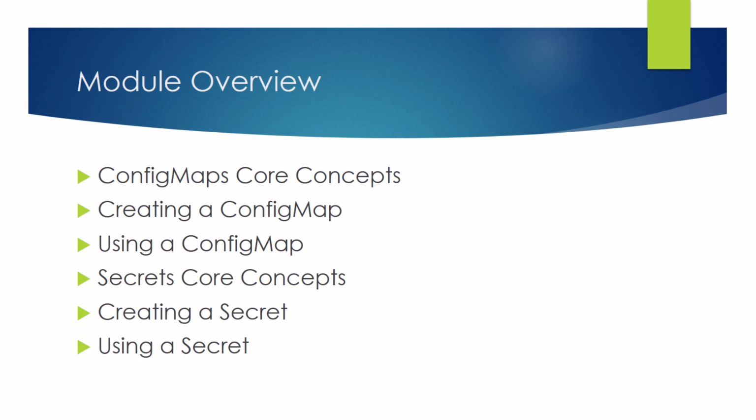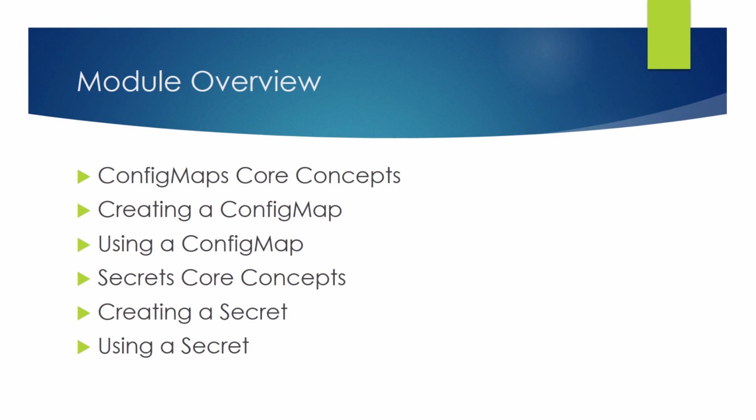So we are going to start off by talking about the core concepts of config maps, and then we will move into what is the process for actually creating a config map. And you will see it's actually pretty straightforward. And there are going to be several different options you can choose from there. Now from there we are going to go into how to use a config map, and I will also show you some kubectl commands that you can use.